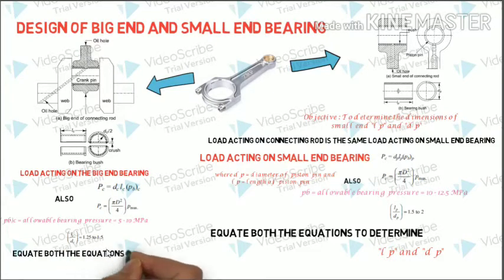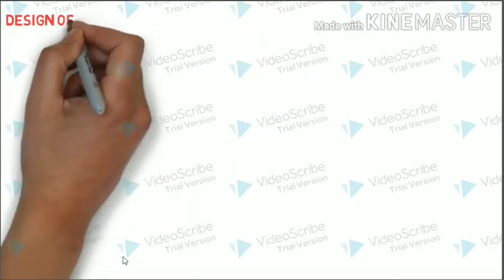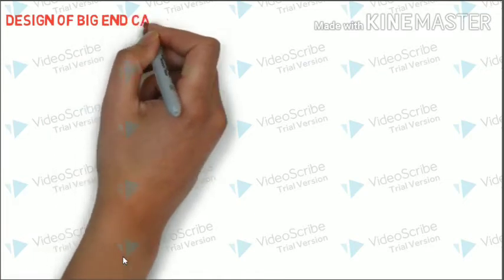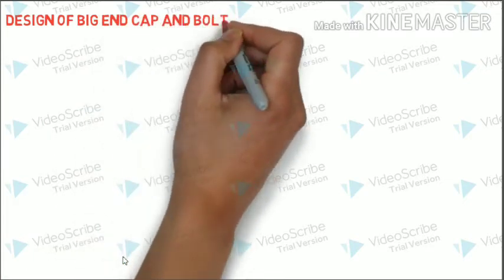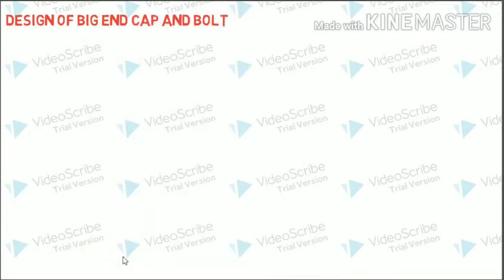And the L by D ratio here ranges between 1.25 to 1.5. You can take anywhere between this, better take 1.5. So by equating in the similar way you can find the dimensions, length and diameter. So we have finished that part. Now let us move on to the design of the big end cap and the bolt.